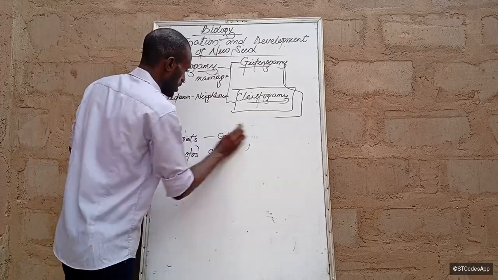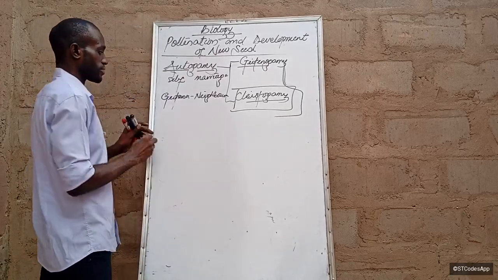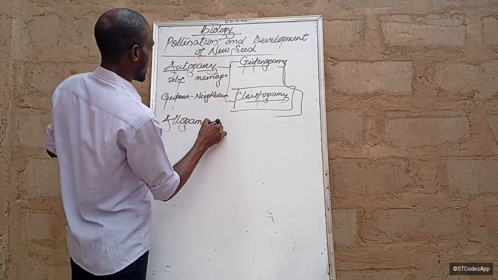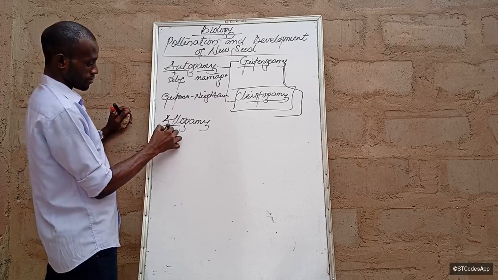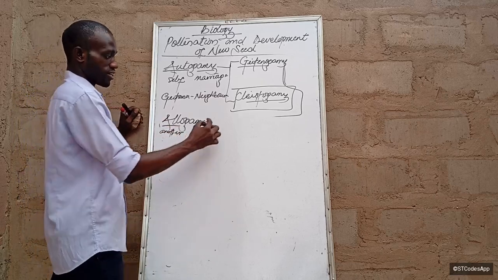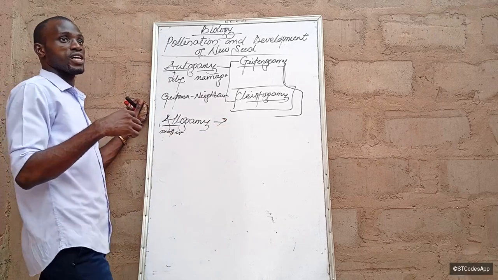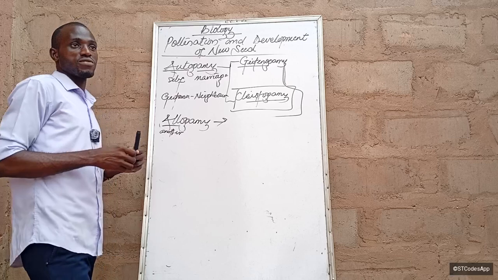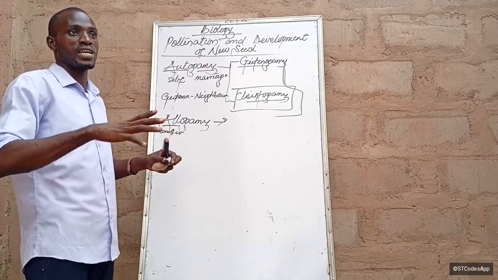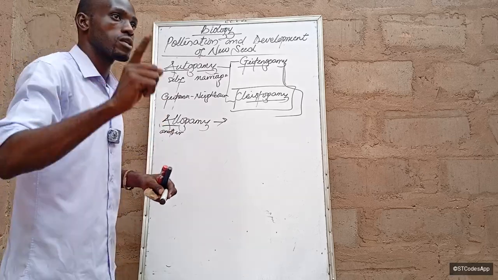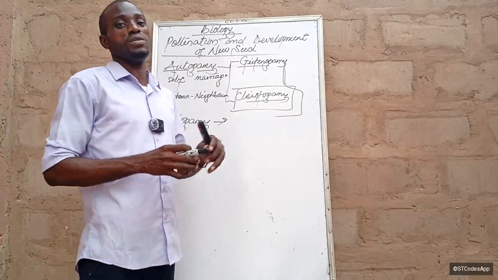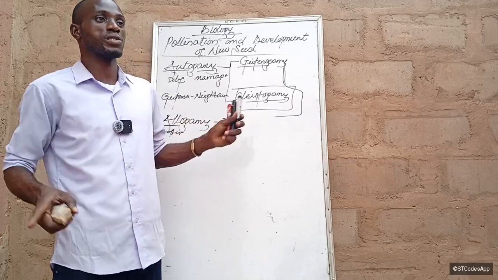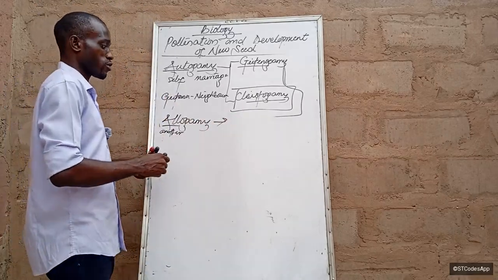Then the second type of pollination is called allogamy. Now, what is allogamy? The word allo means another. So it is the transfer of pollen grain from the anther of one flower to the stigma of another flower. The other flower is going to be a flower on another plant but of the same species. Keep in mind, pollination can only be possible when the flowers are of the same species. If the plants are not of the same species, they cannot cross-pollinate.